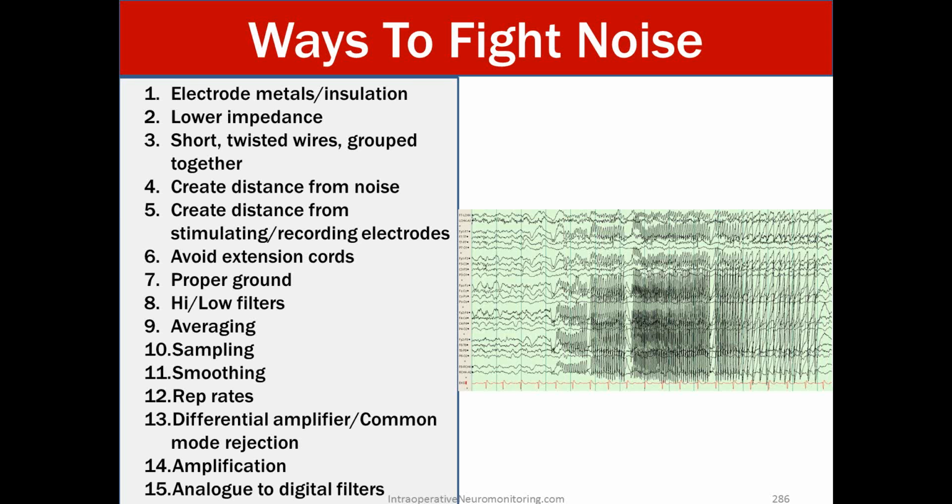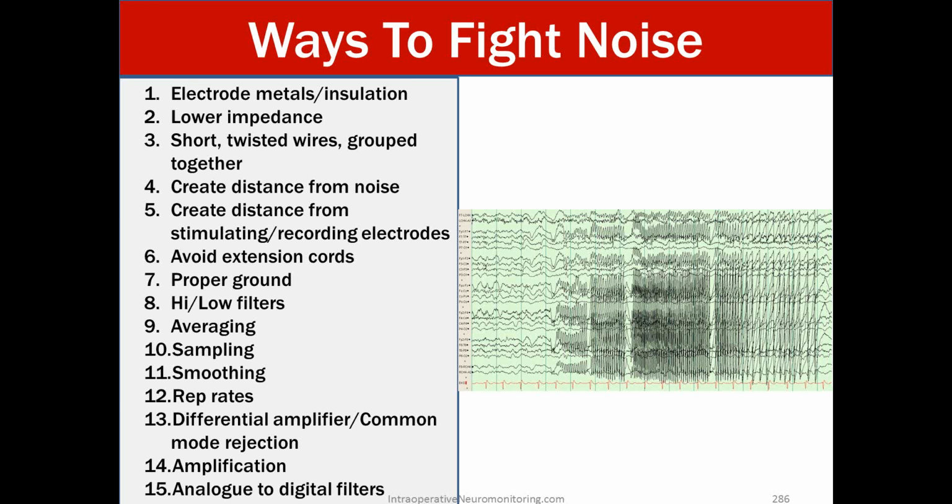Averaging, this is if we're evoking a response: the more averages or sampling, the more we can get rid of the waveforms that we don't want within our traces. Smoothing is good up until a point, and then you can actually start losing data that you want to collect. Rep rates, again, we went over that as far as where you set them and the ranges that you can use them in.